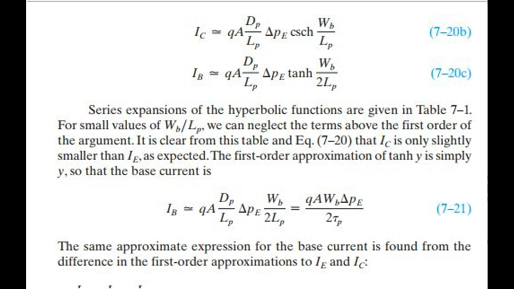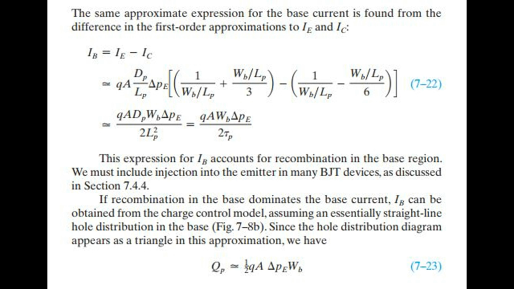Series expansions of the hyperbolic functions are given in Table 7.1. For small values of W_B over L_p, we can neglect the terms above the first order of the argument. It is clear from this table and Equation 7-20 that I_C is only slightly smaller than I_E, as expected. The first order approximation of tanh y is simply y, so that the base current is given by this expression. The same approximate expression for the base current is found from the difference in the first order approximations to emitter current and collector current. This expression for I_B accounts for recombination in the base region.